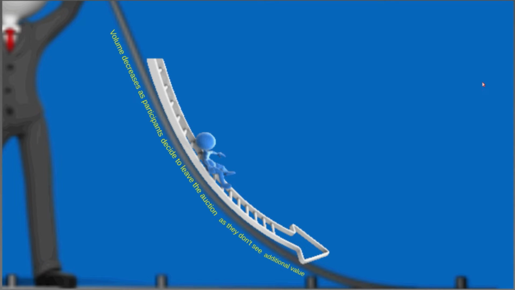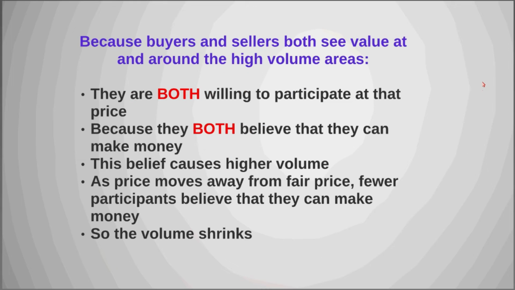And we see that in the amount of volume, and it shows in the profile. Now at the high point, the high volume area, because both buyers and sellers see value at and around these high volume areas, they are both willing to participate at that price. So they are both engaging in buying and selling. And because they both believe that they can make money, they are engaging. They are actually making market orders, both short and long. And that belief of fair price causes the higher volume.